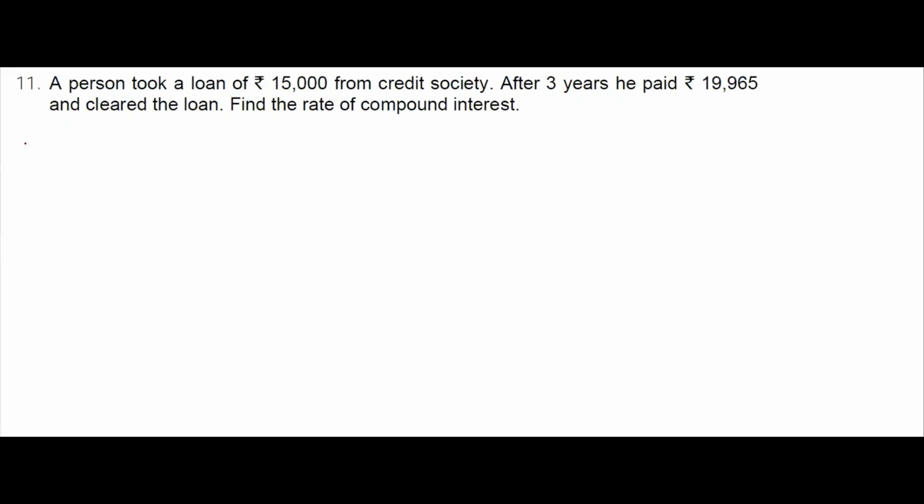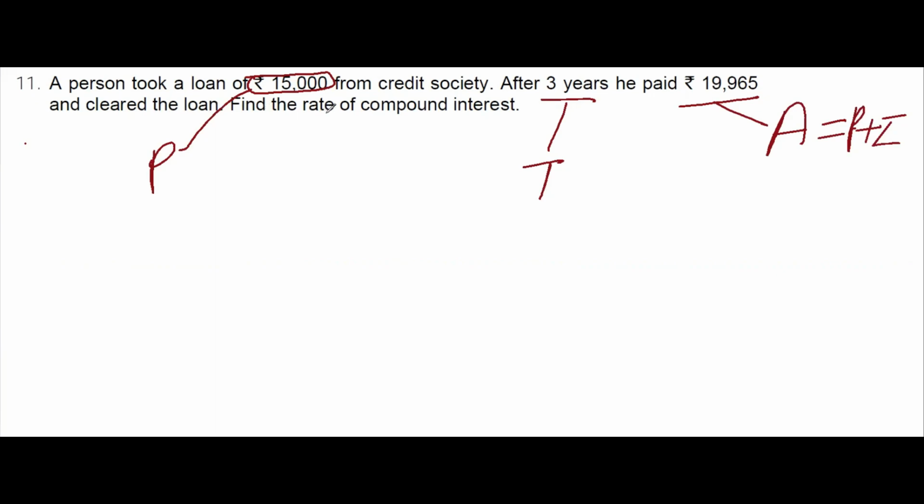A person took a loan for rupees 15,000. So this will be your principal value, the principal from a credit society. After 3 years, so this will be your time. After 3 years he paid this much and cleared the loan, means this will be your amount. That amount is nothing but your principal plus interest. Find the rate of compound interest. So here it is talking about compound interest. So what I'll do, I'm going to apply the formula A is equal to P (1 + R/100) to the power of N.